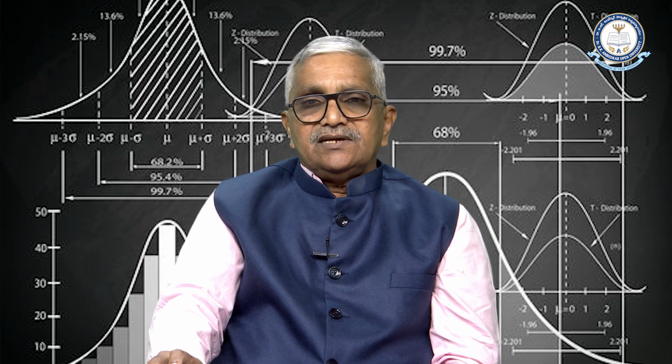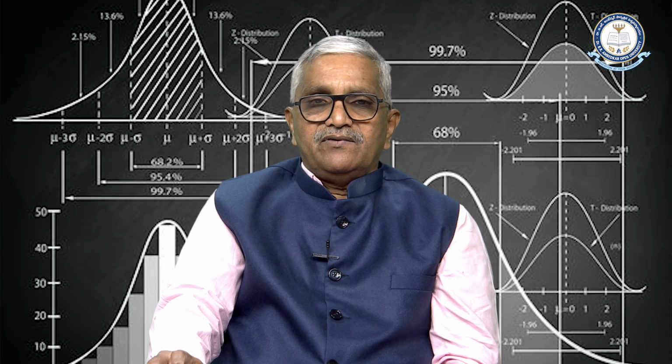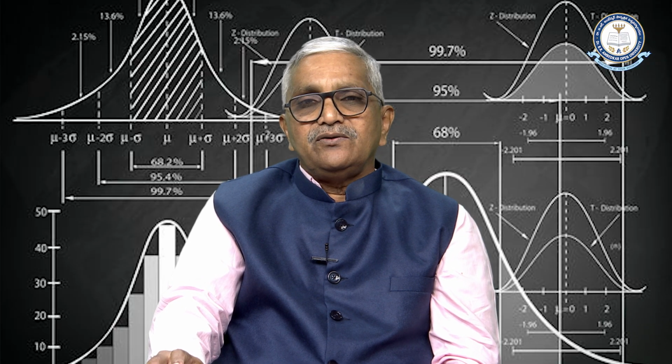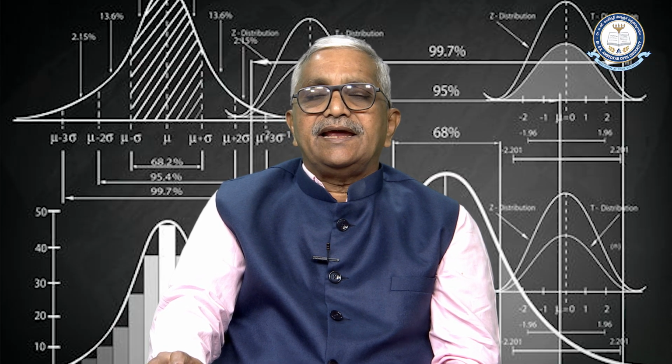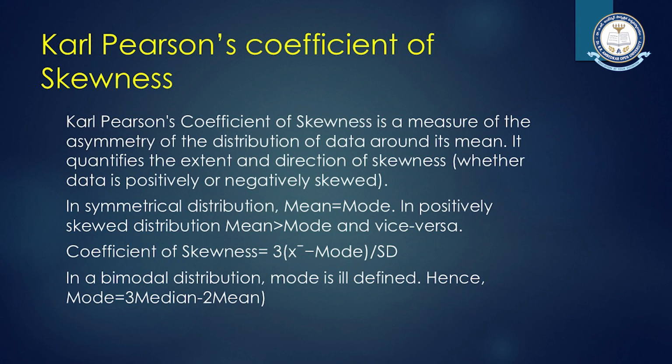It quantifies the extent and direction of skewness, whether the data are positively skewed or negatively skewed. We can understand this with the help of Karl Pearson's coefficient of skewness. In a symmetrical distribution, mean is equal to mode. In a positively skewed distribution, mean is greater than mode.